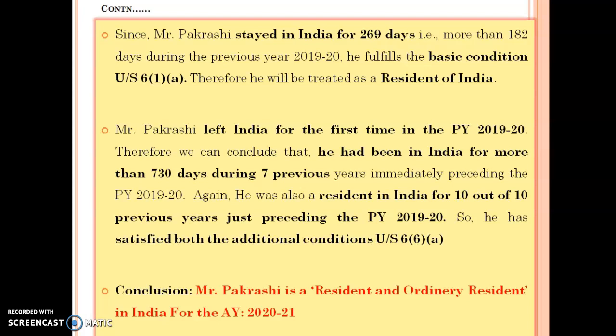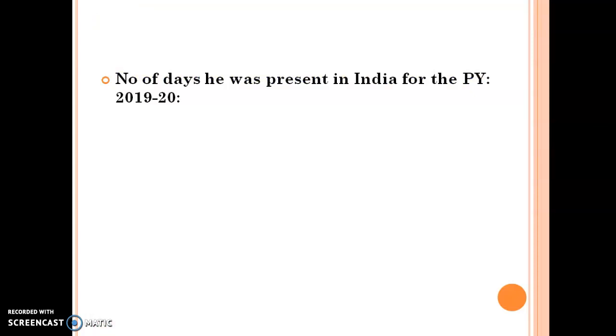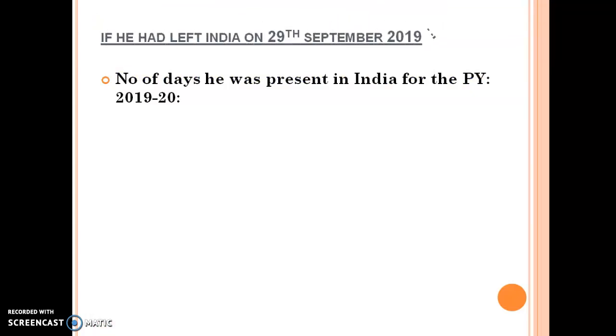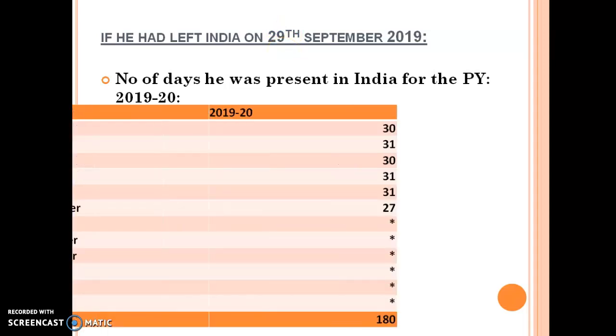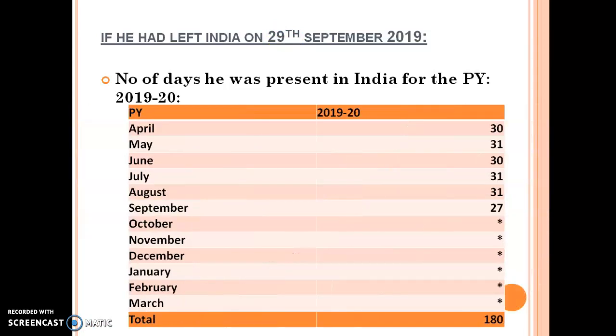Now let's go to the second part. If Mr. Pakrasi left India on 27th September. That is a mistake, written over there 29th September. We have to take it as 27th September. Now, the number of days he was in India: from April 1 to September 27, he was in India for 180 days. Okay.